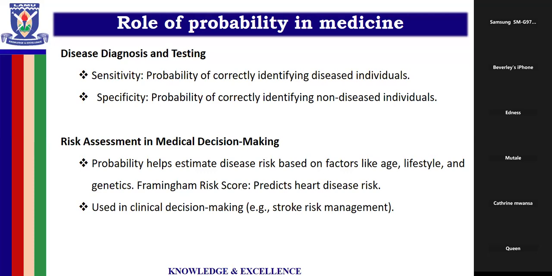This helps doctors and medical professionals change the lifestyle of the patient. If it estimates that a patient will have a heart disease in the next 10 years, it helps medical professionals change the lifestyle of a patient or give them drugs which can decrease the probability of that person having the disease in the future. And another example is stroke risk management, which follows the same procedure as mentioned for heart disease.